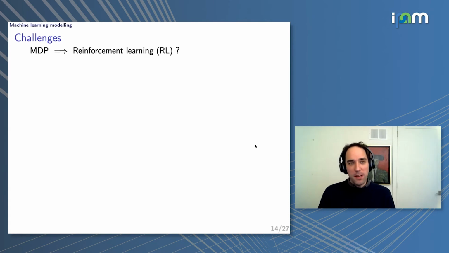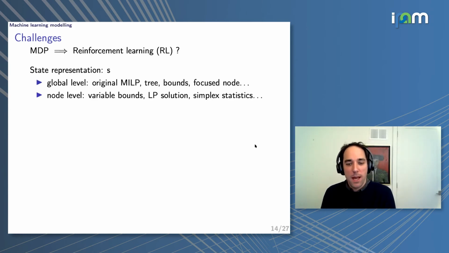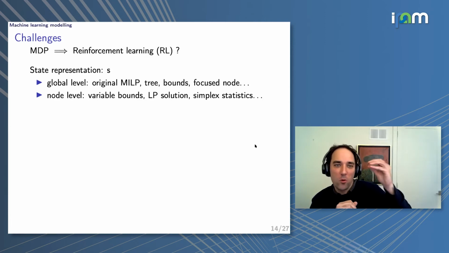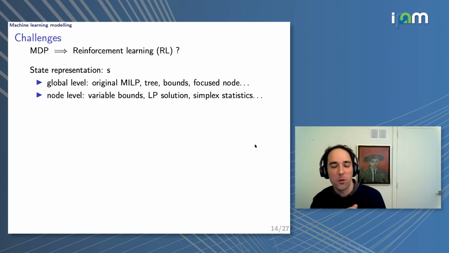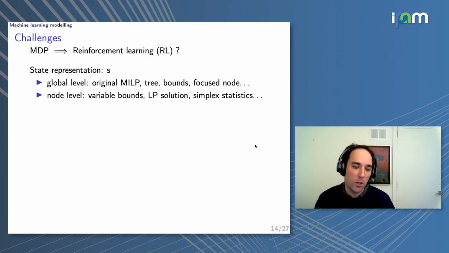Whenever we talk about MDPs, we typically equate that with reinforcement learning. Unfortunately, as we'll see, there are a few important challenges in deploying RL for this particular problem. The first one is exactly how do you represent the state? That's maybe slightly more general than pure RL, but you can imagine there are two levels of state representation. One is the global level, including things like the original MILP, the tree, bounds, and which node you're in. And then the node level, which is going to include more local ideas such as variable bounds, the LP solution, and other simplex statistics.